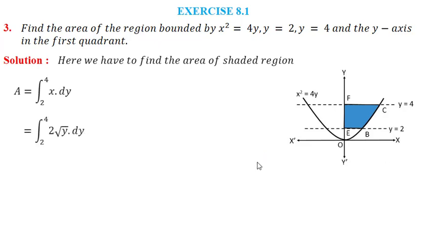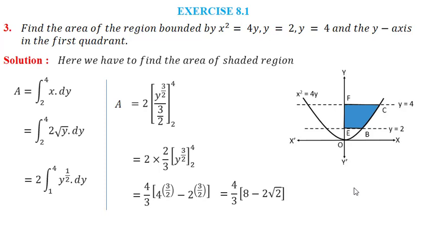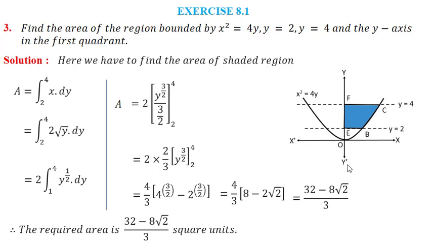So we calculate x. Now here the value of x will be 2 root y. So let us put that and integrate it and provide the limit 2 to 4. So once we do the calculation, we will get area as 4 upon 3, 8 minus 2 root 2, which is 32 minus 8 root 2 whole divided by 3. So the required area is 32 minus 8 root 2 whole divided by 3 square units.